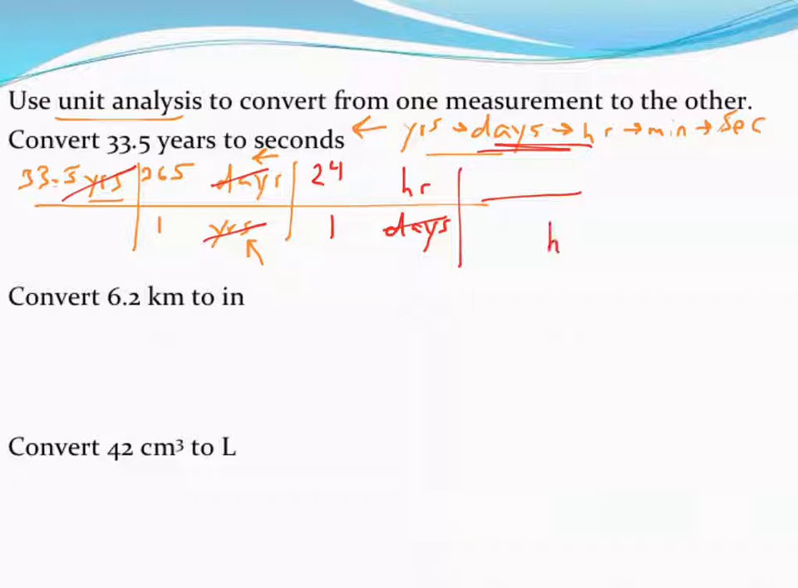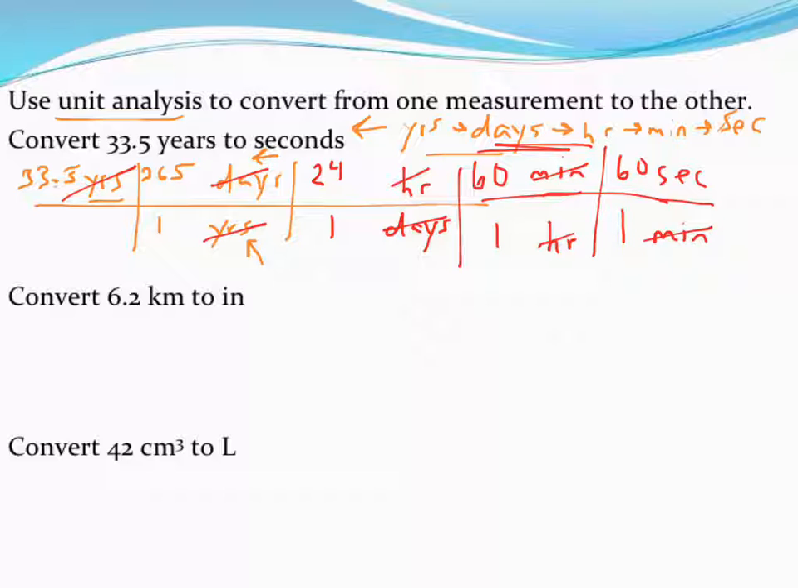Hours are on top, so let's put hours on bottom and minutes on top. That conversion is going to be in 1 hour, there are 60 minutes. Remember, check your numbers and ask yourself if that conversion makes sense. And one more step to do here. Minutes are on top, so put minutes on bottom and convert that to seconds. In 1 minute, there are 60 seconds, and cross out those minutes.